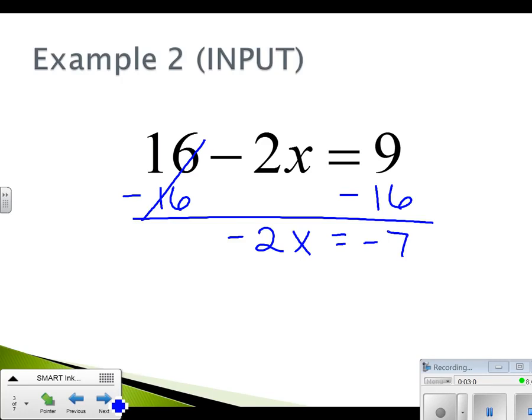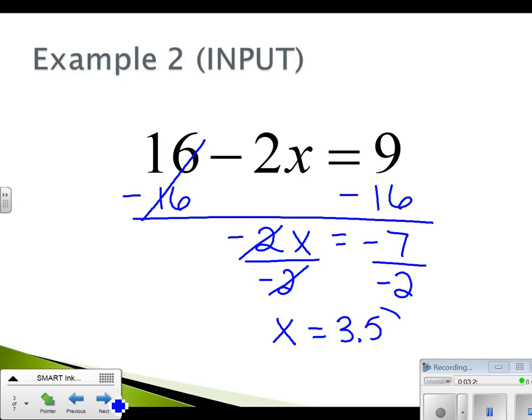Then we're going to get rid of the negative 2, which is multiplying by the x there. So the opposite of multiplying by negative 2, you're going to divide by negative 2. Not 2, but negative 2 to both sides. And the reason why, a negative divided by a negative gives you a positive 1. So now you have 1x, and negative 7 divided by negative 2 gives you positive 3.5.